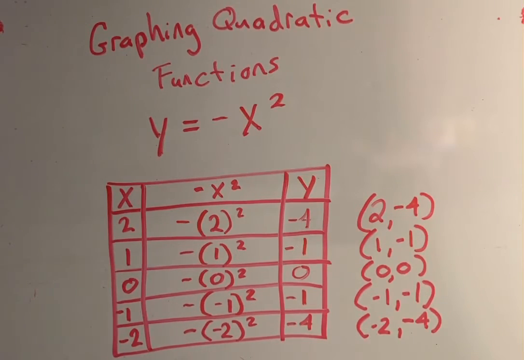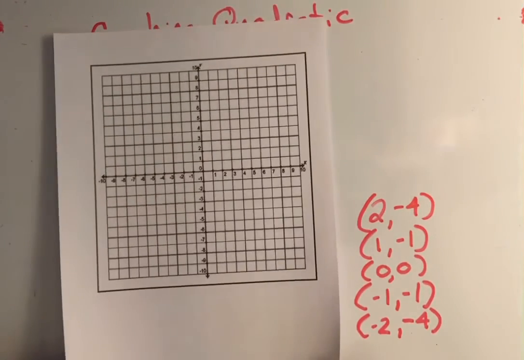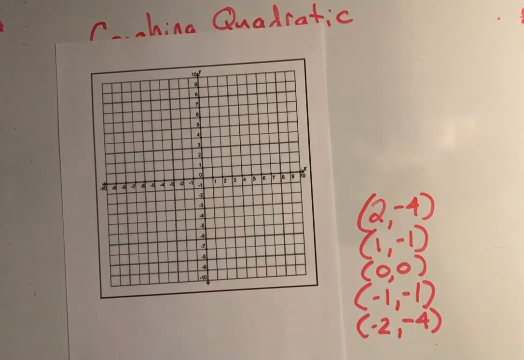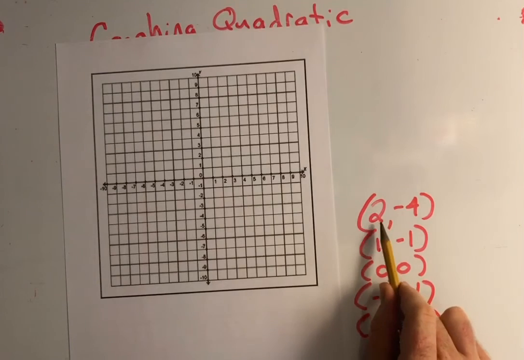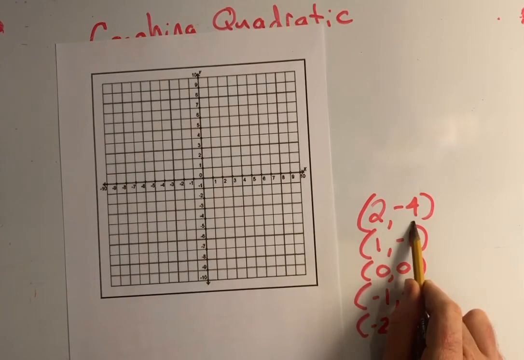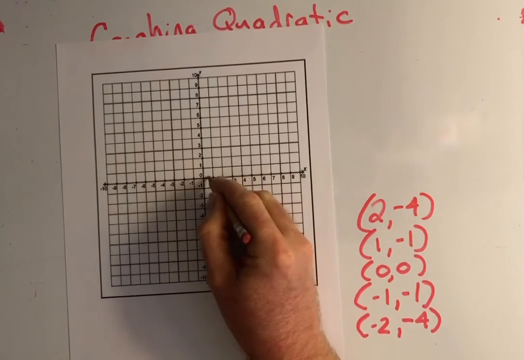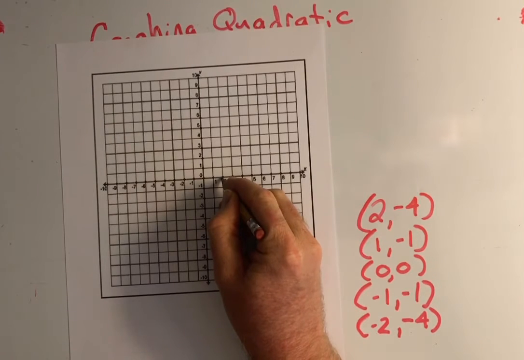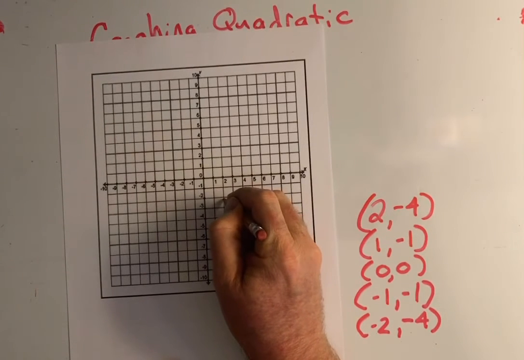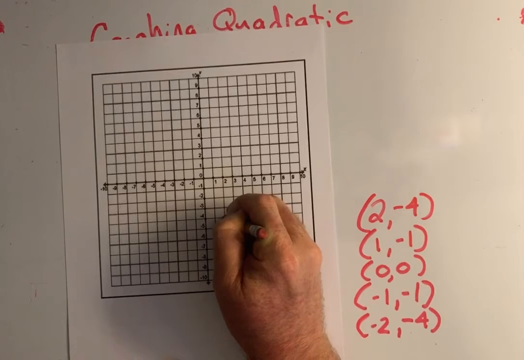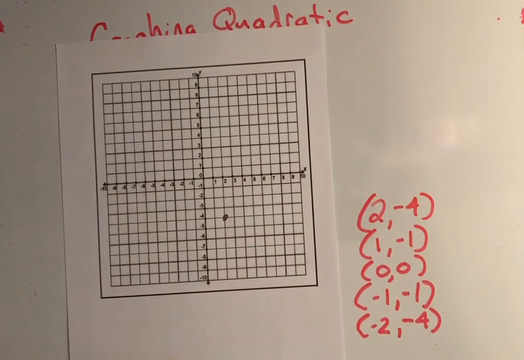Now, for my ordered pairs, I need to graph. So I bring out my handy-dandy graph, and I'm going to plot these points. I have 2, negative 4. So I'm going to go 1, 2, and then negative 4, down 4: 1, 2, 3, 4. And there's my first point.